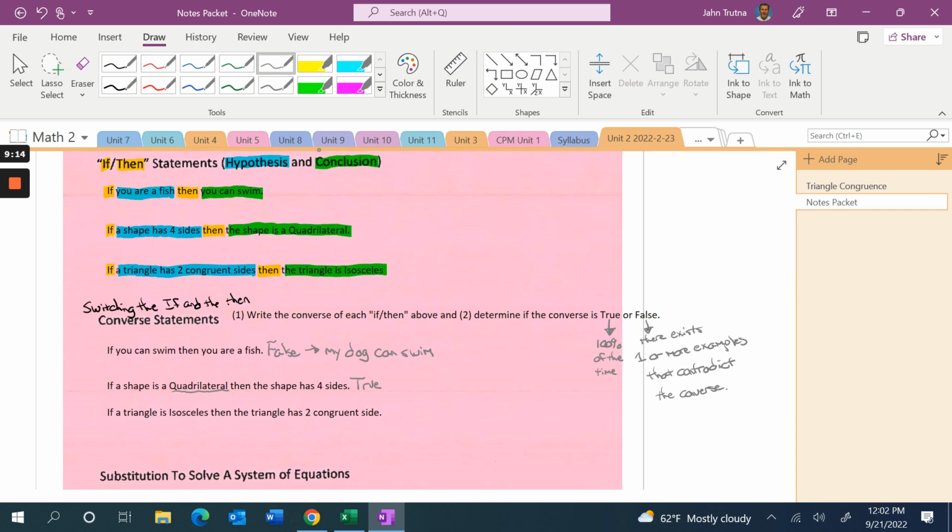The third converse: is this true or false? If a triangle is isosceles, then the triangle has two congruent sides. The answer is this is true. The reason is that every triangle that's isosceles has two congruent sides. So 100% of the time, an isosceles triangle is going to have two congruent sides.